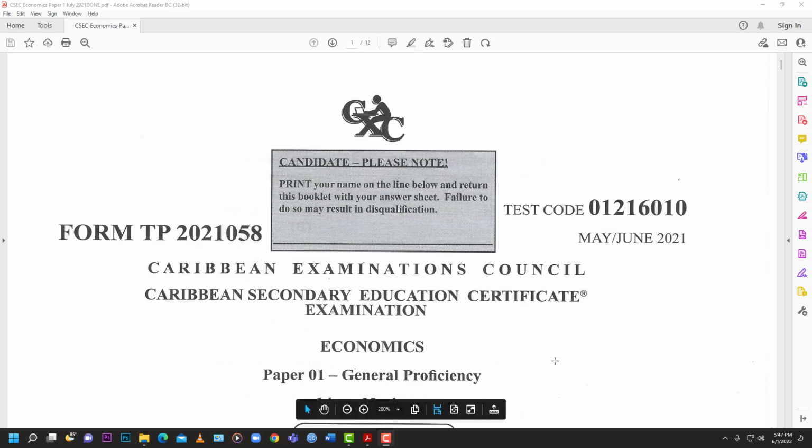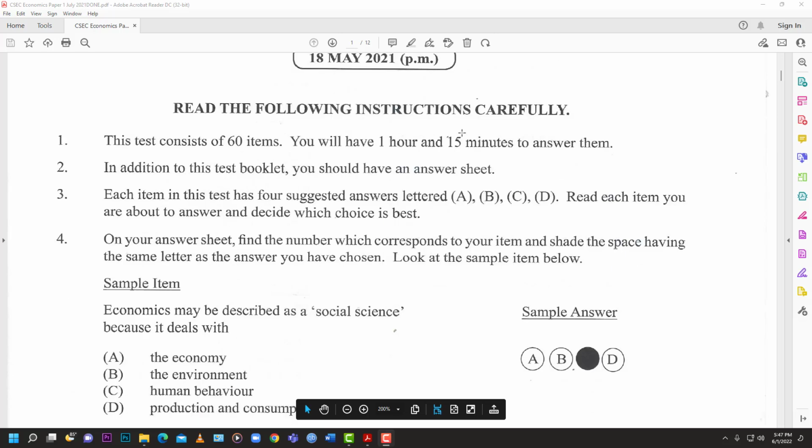So, without further ado, let's jump right into it. We know the formula already.